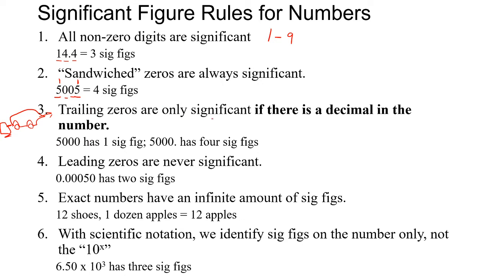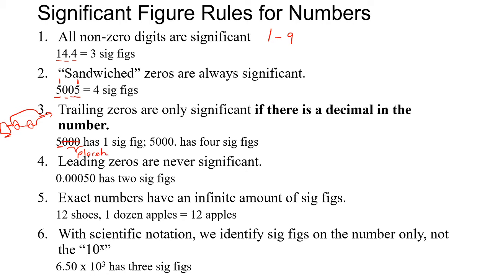Trailing zeros are only significant if there is a decimal in the number. So let's look at 5,000 here. Do I see a decimal anywhere in this number? No. Because of that, these zeros are not considered significant. Only the 5 is significant. Now, does that mean I just write 5 as my answer? Does 5 have the same meaning as 5,000? No, it does not, because these zeros are not significant.